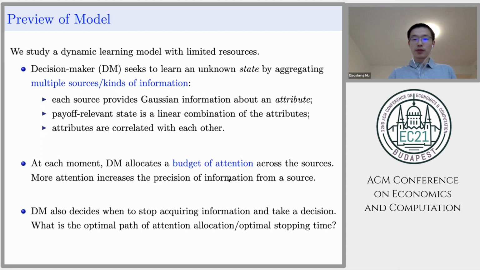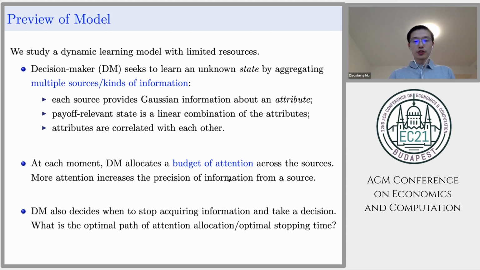What makes the problem complicated but also more interesting is that the attributes may be correlated with each other, so that information about one attribute will also provide information about other correlated attributes. In our model, at each moment in time, the decision maker has a budget of attention to allocate across these different sources. And what we assume is that more attention devoted to a particular source will increase the precision of information obtained from that source.